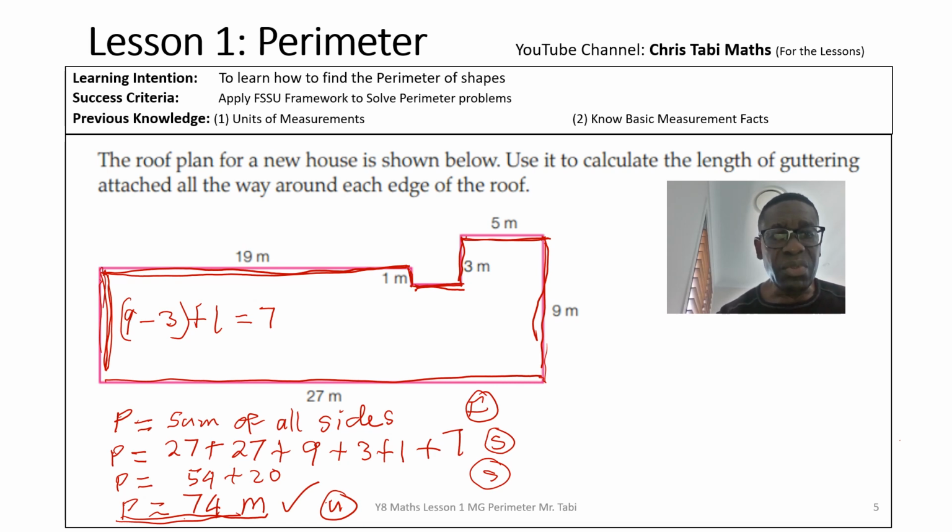See, to do this part here, you had to look at this whole thing there. That's 9, but it goes down 3. So that's why we did 9 minus 3. That gives you 6, but then it goes up here 1. So that's the one at level. So 7 meters. Okay.